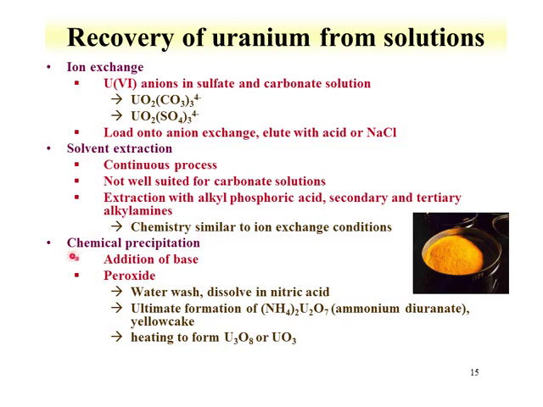Chemical precipitation. One can precipitate the uranium out by the addition of a base, peroxides, or ultimately the formation of the ammonium diuranate, the yellow cake, which is shown here. And then heating most of the precipitated chemical forms results in the U3O8 or even UO3, depending upon the level of oxygen and temperature in which the heating is performed.